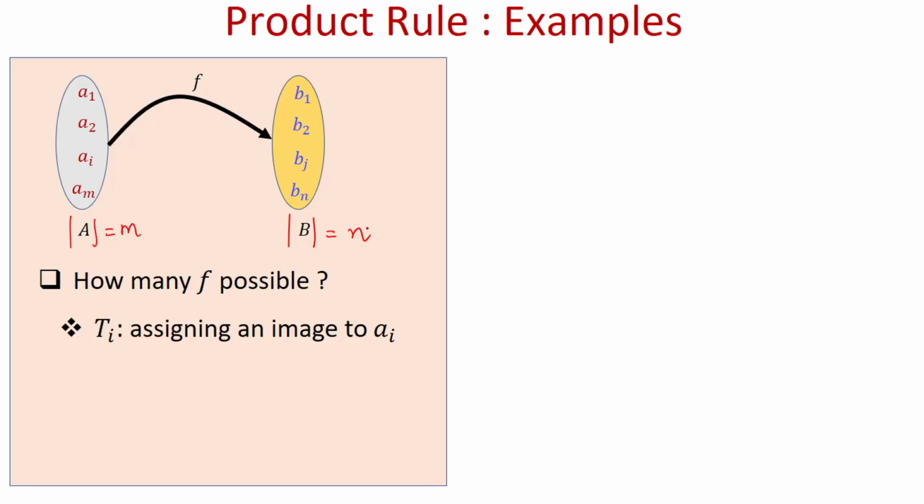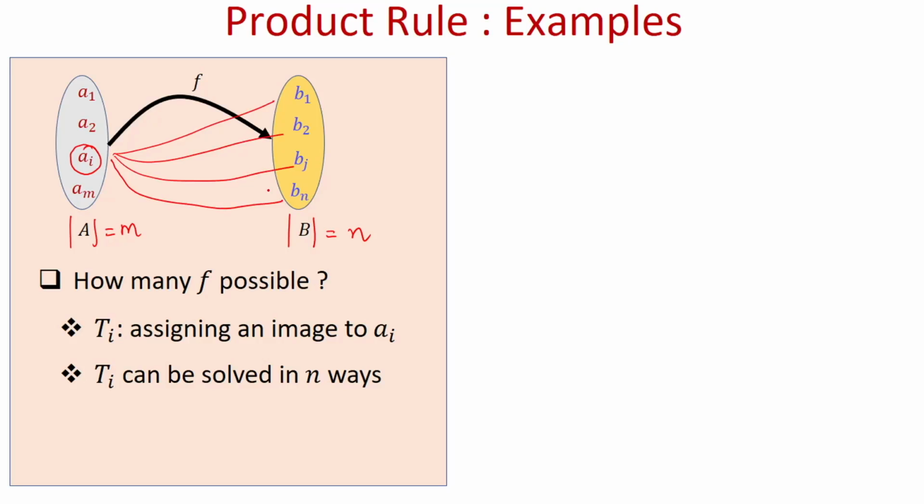So your bigger task is to find the number of functions, and the bigger task is basically to assign images to each element from the set A. But now I can divide that bigger task into subtasks. Namely, I can identify the subtask Ti, which is that of assigning an image to the element Ai. It's easy to see that the subtask Ti can be solved in n ways, because if I consider the element Ai, then its image can be either B1, or B2, or Bj, or Bn. So there are n ways of solving the subtask Ti, and each of these subtasks is independent, right? That's why the total number of ways of solving the bigger task, namely that of assigning an image to each of the elements from the set A, is n into n into n, m number of times, and that's why the total number of functions will be n power m.